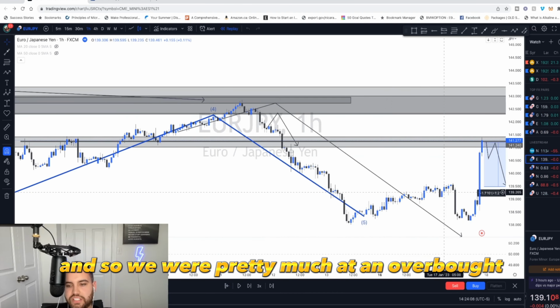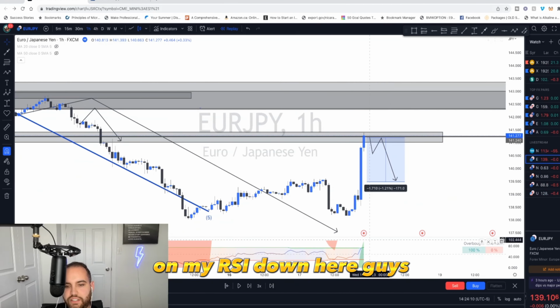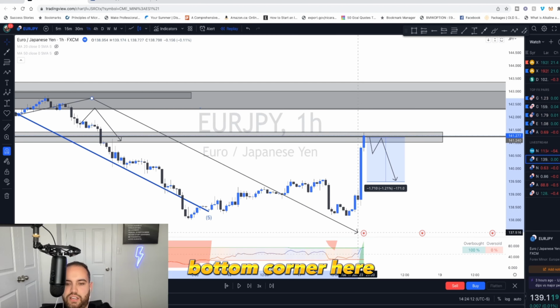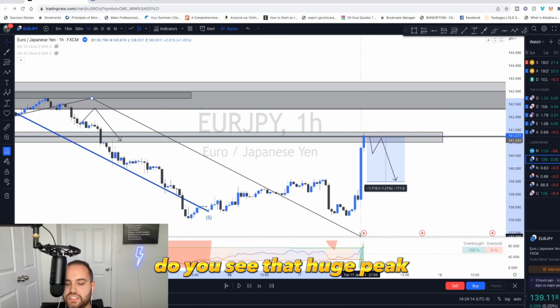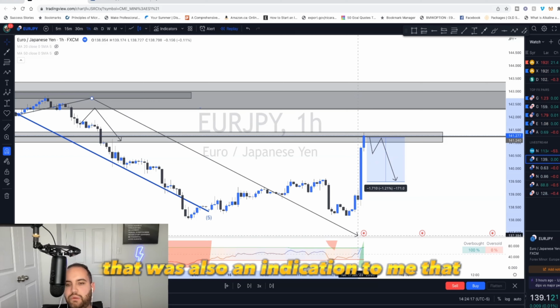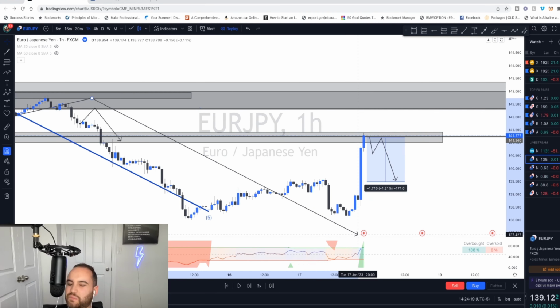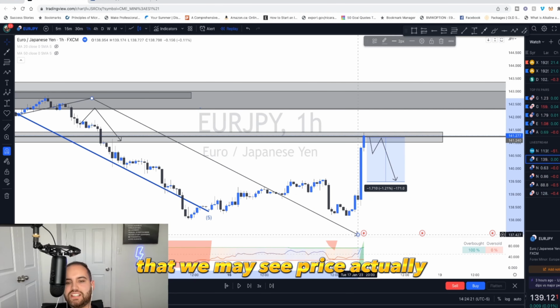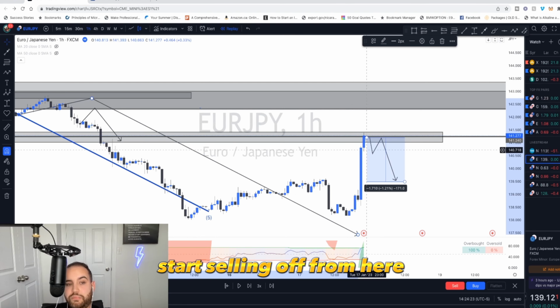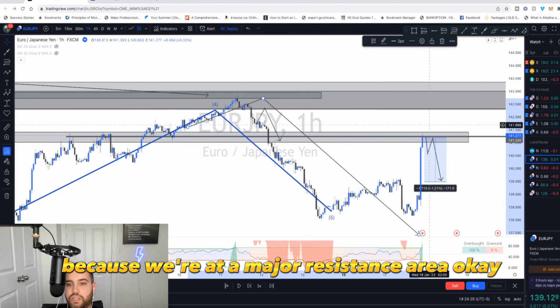And so we were pretty much at an overbought. Look at this on my RSI down here, guys, in the bottom right-hand corner. Do you see that huge peak, that green peak? That was also an indication to me that there could be a chance we may see price start selling off from here, because we're at a major resistance area, okay?